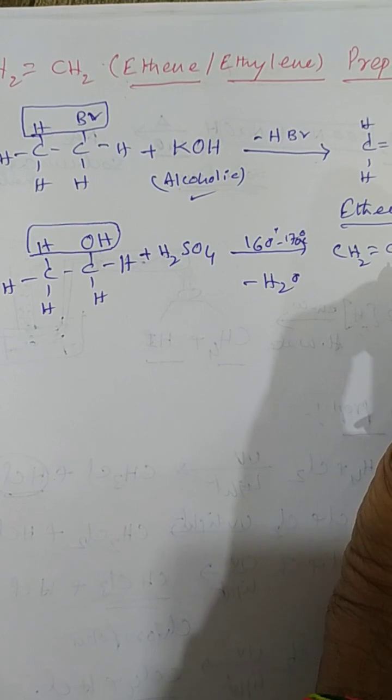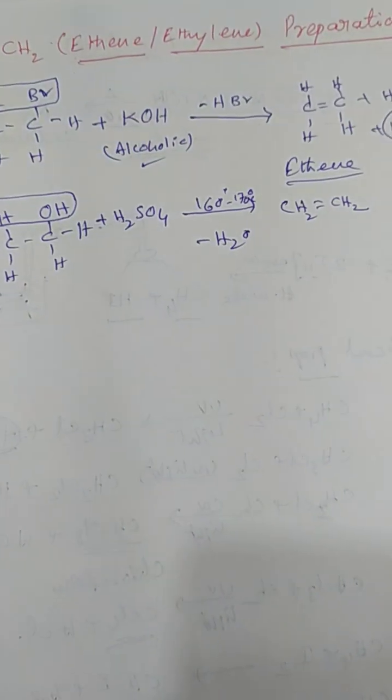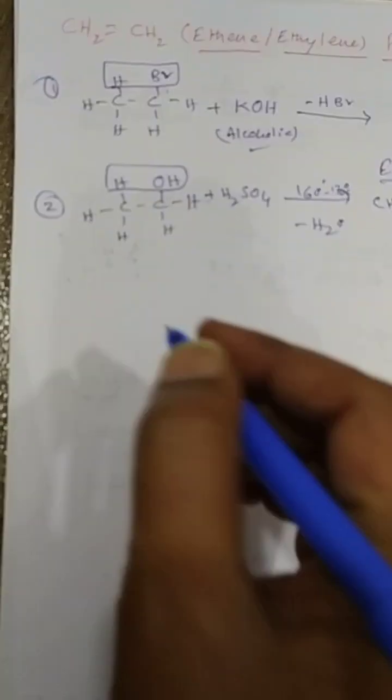But in this reaction, the yield of the compound is very low. That means the quantity of ethene you will get is very small. Hence, scientists made a different way of doing this. First, make a gradual heating of this compound.